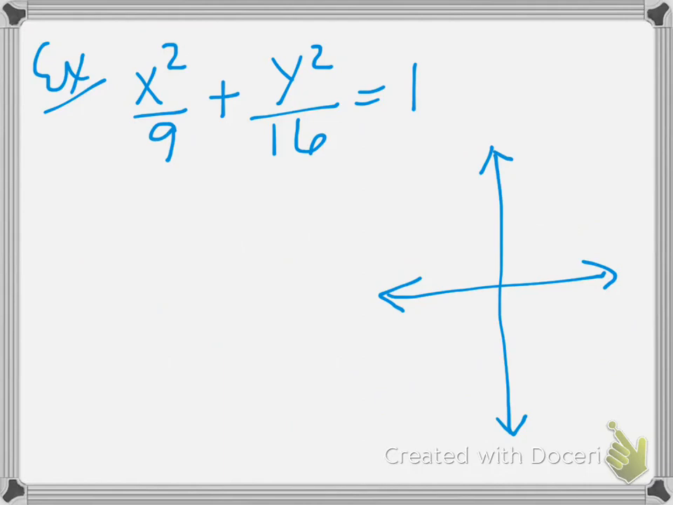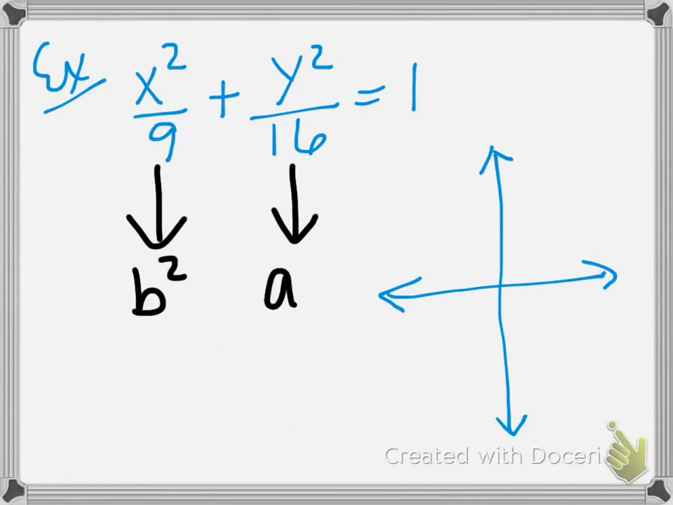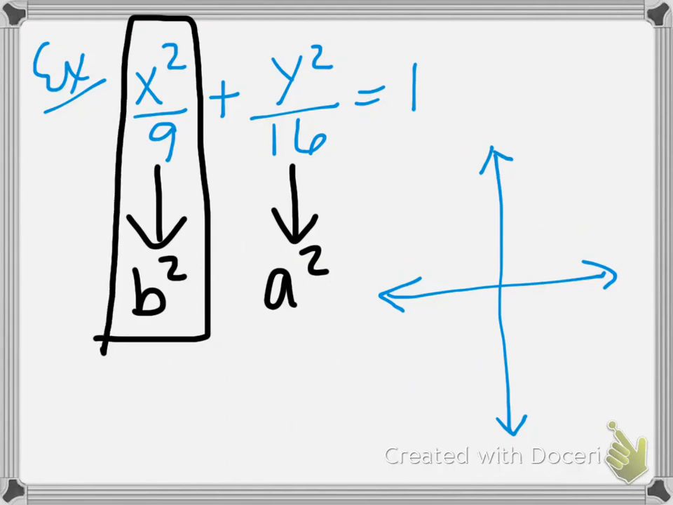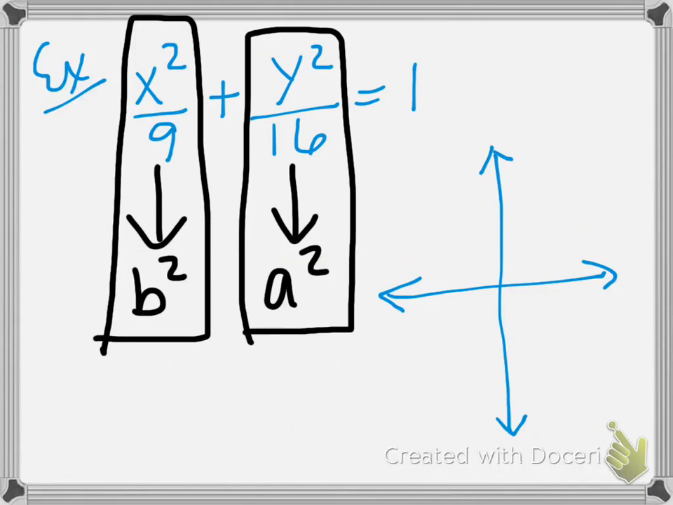To graph this, first of all, this has to be b squared this time because it's the smaller denominator. And this has to be a squared because it is the bigger denominator. So this time my b is under the x and a is under the y. So since b squared is 9, b is 3.